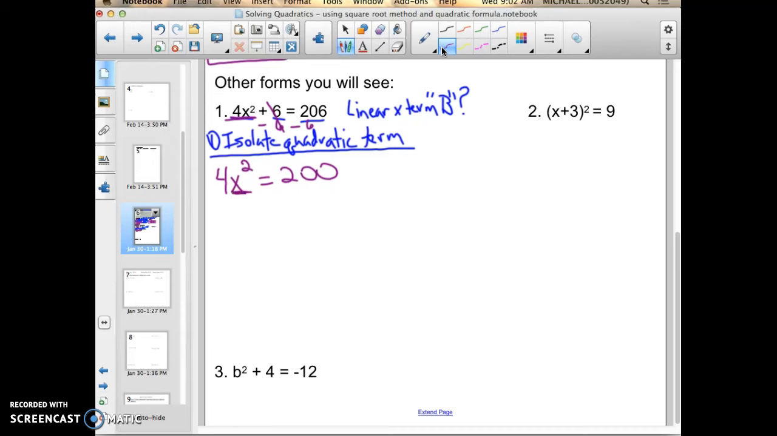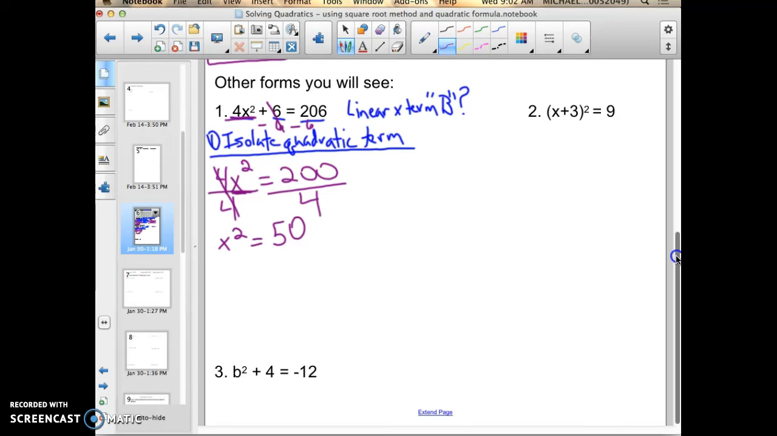Now, the next mental check should be, is my quadratic term by itself? It is not yet. It's still paired with that 4. That 4 is being multiplied to the x squared, so that means in order to get rid of multiplication, I have to divide by 4 to cancel it out. Whatever I do to one side, I have to do to the other. So, division would cancel out that 4 on that side. I'm left with x squared equals 200 divided by 4 is 50.